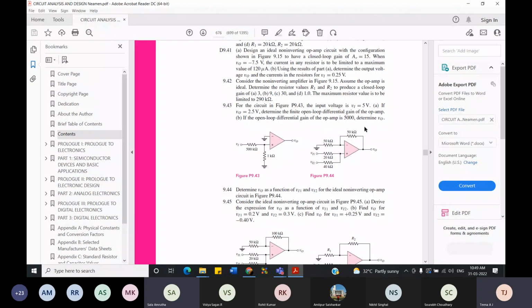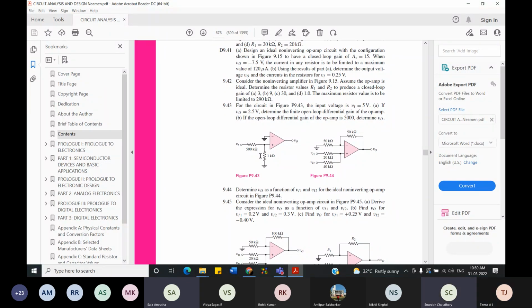Divided by 5, into this voltage division, that is 1 divided by 1 plus 500. So just take a reciprocal of that, it will be 501 divided by 1. The final AOD will be 2.5 into 501 divided by 5.